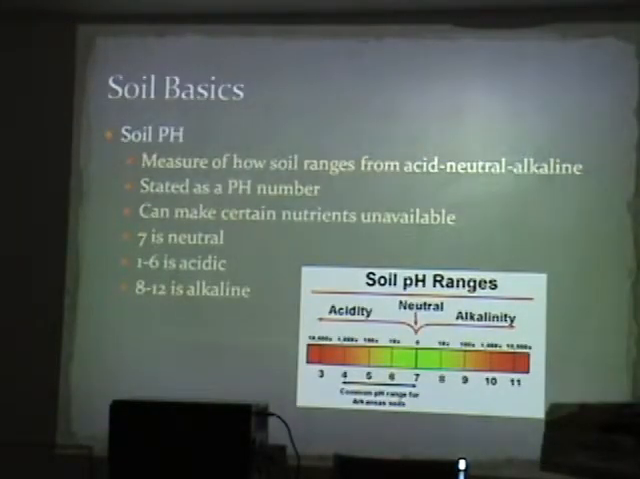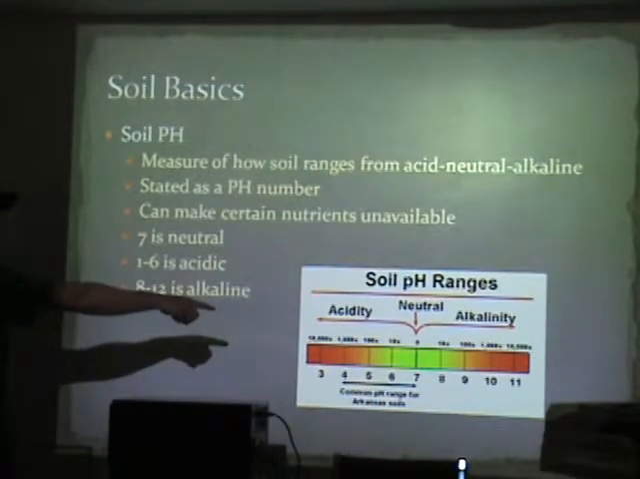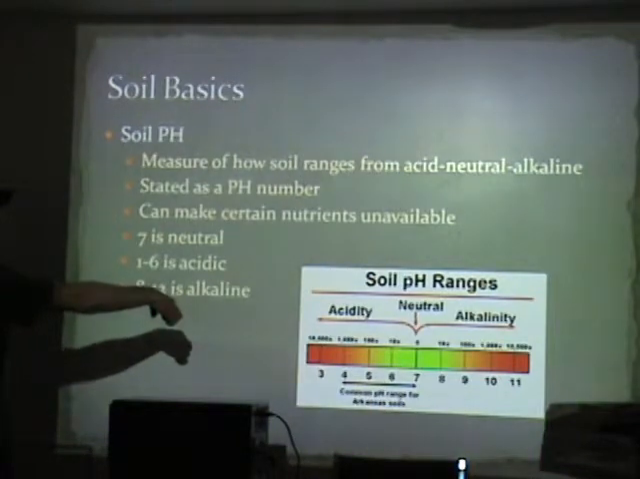So soil pH is a measure of how soil ranges from acidic to neutral to alkaline. And it's stated as a pH number. It can make certain nutrients unavailable. So here's the pH scale. 7 is considered neutral. Anything above that is alkaline, and anything below that is acidic.